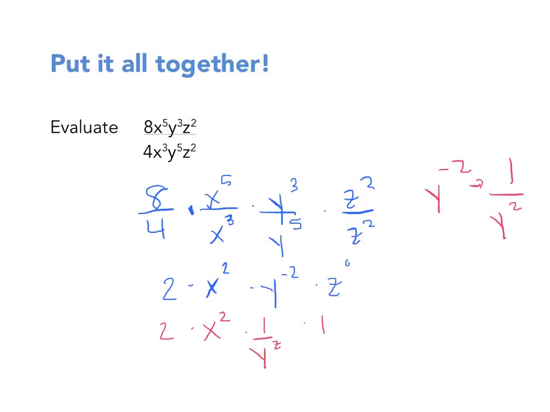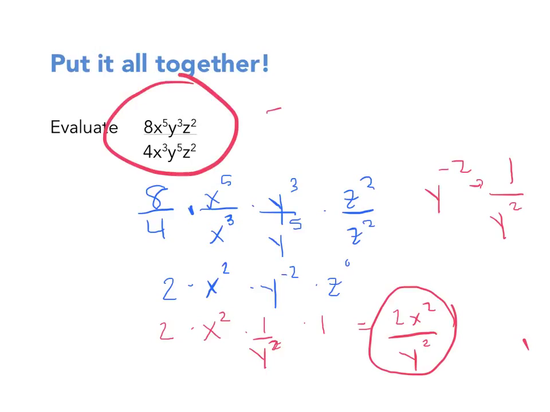So we'll multiply straight across and put it all back together. We deconstructed our puzzle. Now we're putting it back together. We have 2x squared all over y squared. So that whole big messy thing turns into that when you simplify.